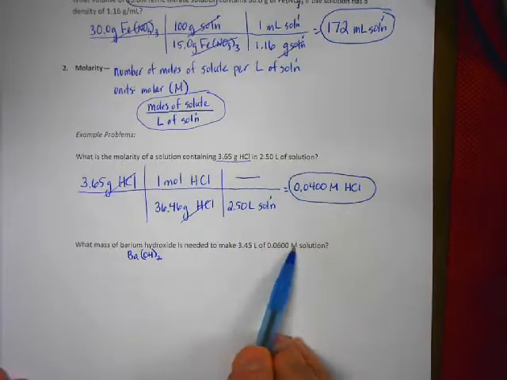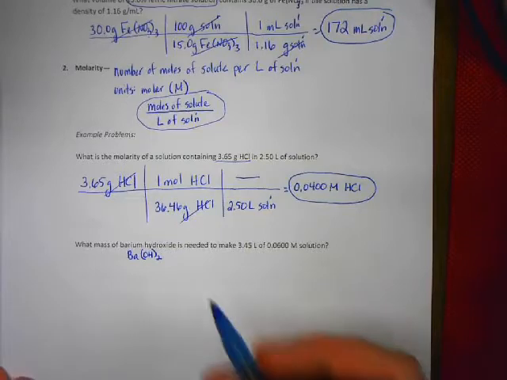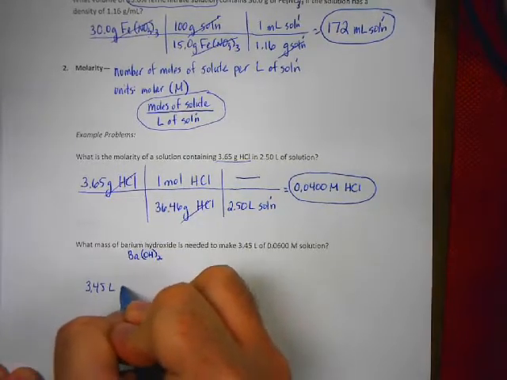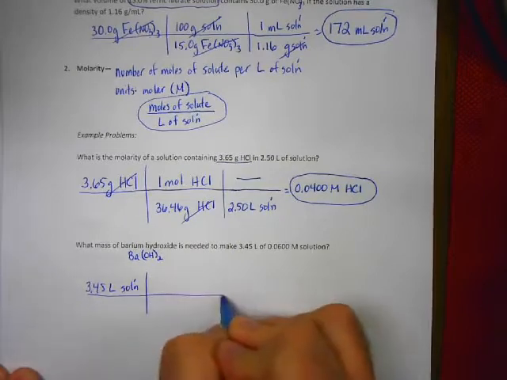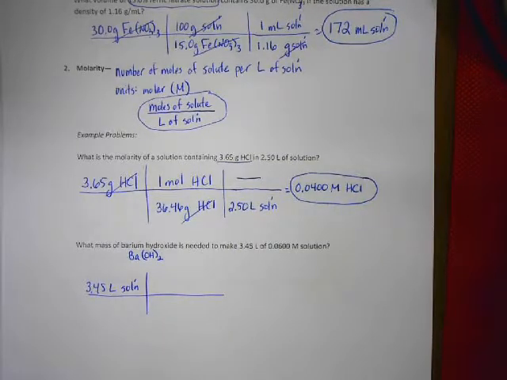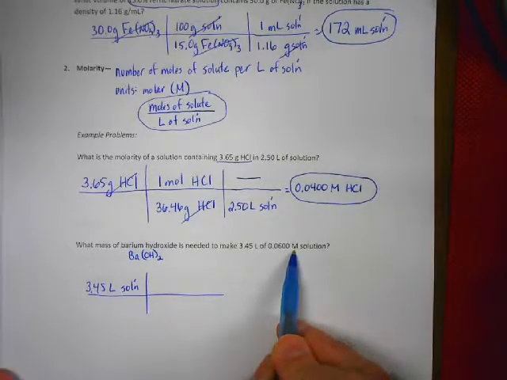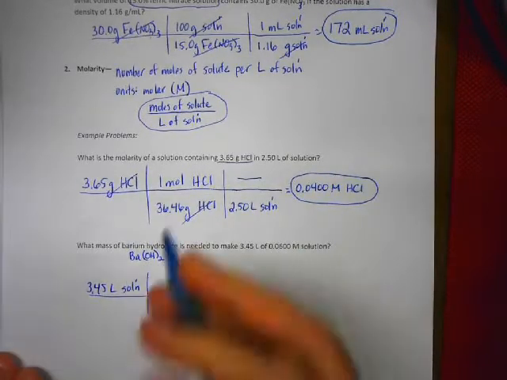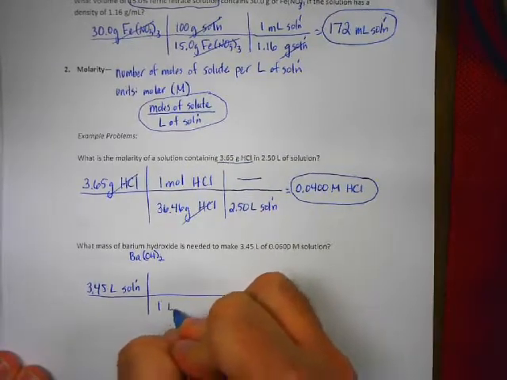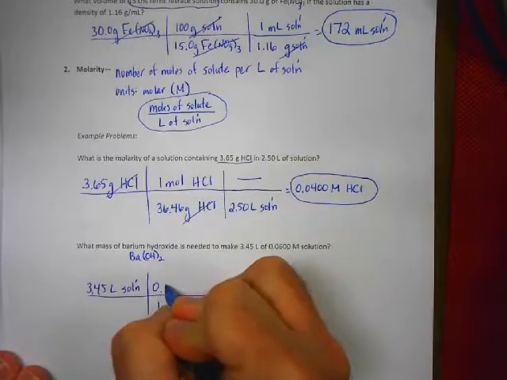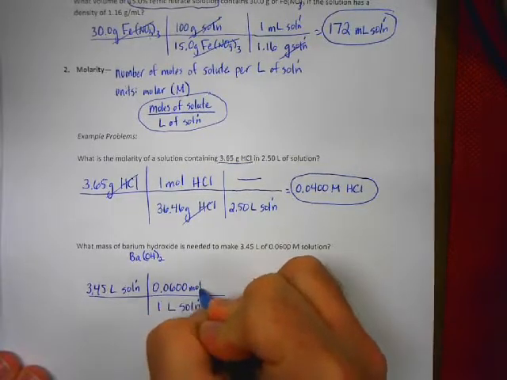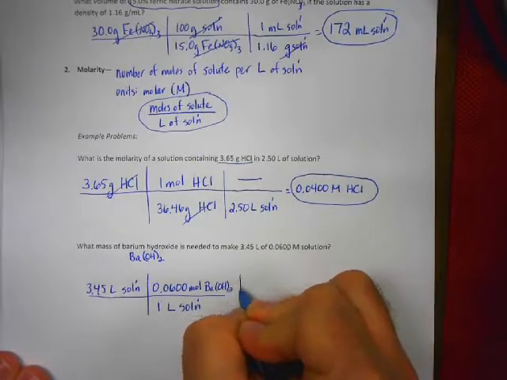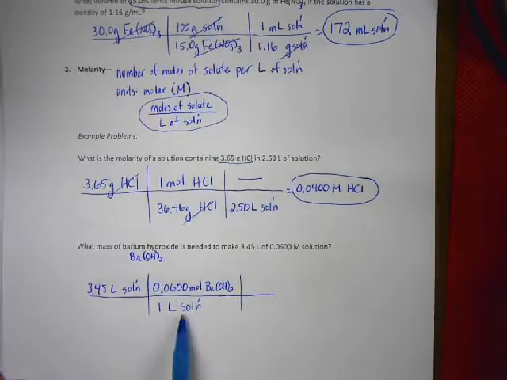So in this case, molarity we use as a conversion factor. So we're going to start with our 3.45 liters. And if you want to write solution down, that's fine. You don't have to. You could just put liters of Ba(OH)2. That works for me also. So we want to get rid of the liters of solution. Well, molarity is moles of solute per liters of solution. The barium hydroxide is our solute. So this tells me in 1 liter of solution we have 0.0600 moles of Ba(OH)2.